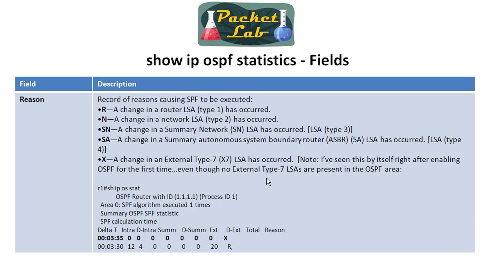And I have a little note here, which I probably should have read before I started speculating on that last slide. I have seen these right after enabling OSPF for the first time, even though no external LSAs are present in the OSPF area. So here's a sample with the show ip ospf statistics. And this is just proving my point that when I first did this, there was an X here and there were no external LSAs in that area. So if you see that, don't get too tripped out.